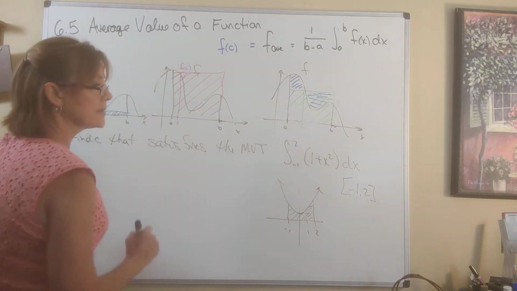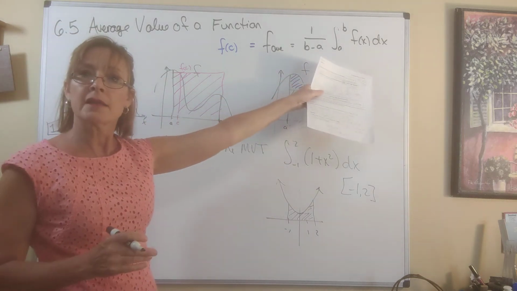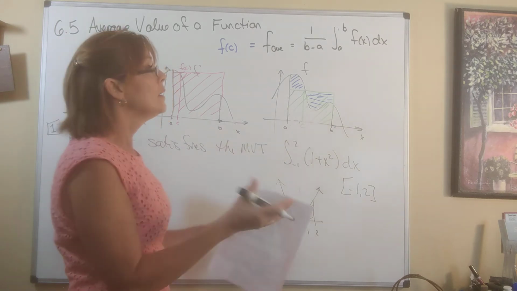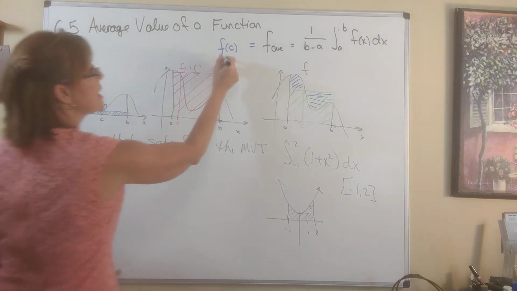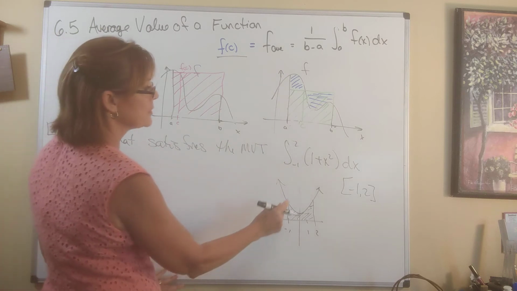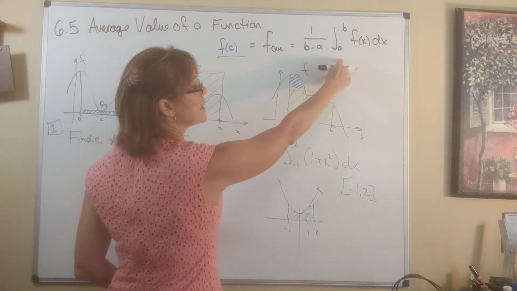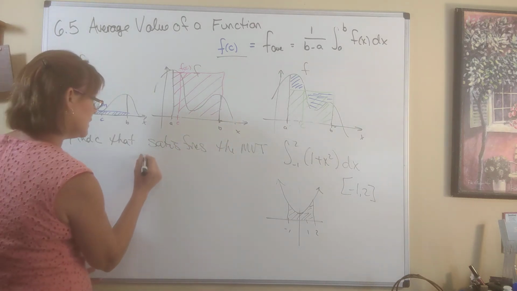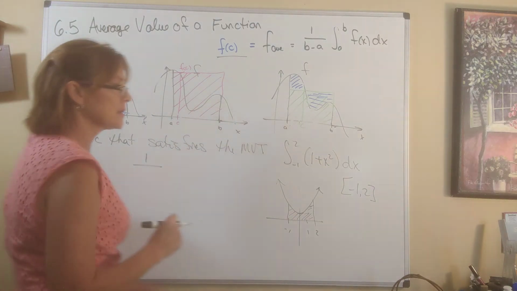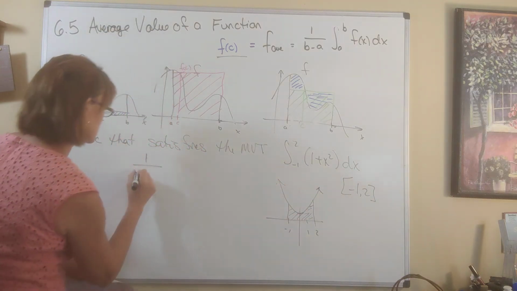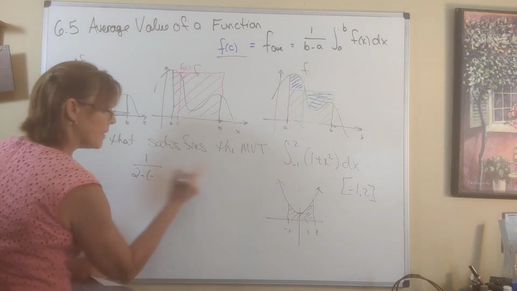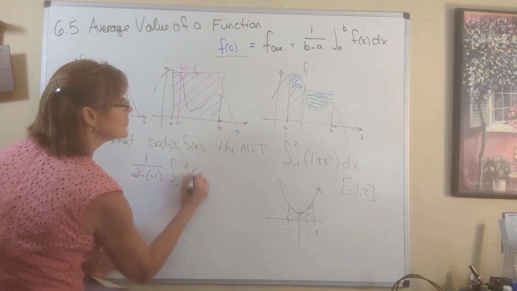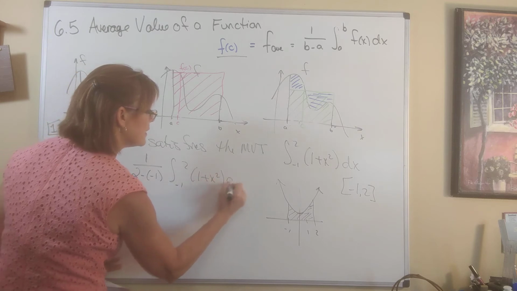All right, where would we pick that C? We can calculate it exactly, and we won't be guessing like I was on this one, where I was like, oh, is it here? Is it here? Which one looks right? We can know for sure, because it says that f of C is equal to 1 over b minus a times the integral. 1 over b minus a: b is 2 in this case, minus a, which is negative 1, so 2 minus negative 1, times the integral from negative 1 to 2 of 1 plus x squared dx.